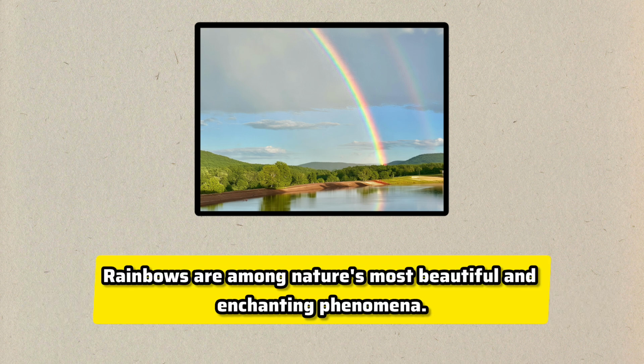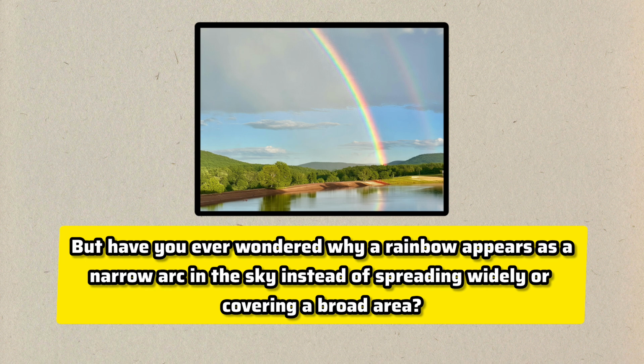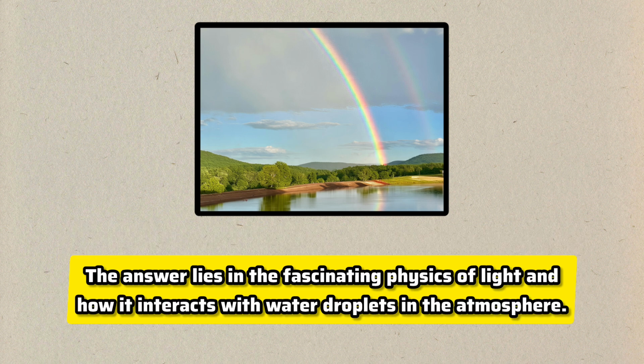Rainbows are among nature's most beautiful and enchanting phenomena. But have you ever wondered why a rainbow appears as a narrow arc in the sky instead of spreading widely or covering a broad area? The answer lies in the fascinating physics of light and how it interacts with water droplets in the atmosphere.